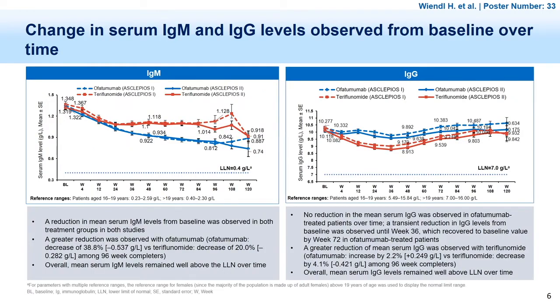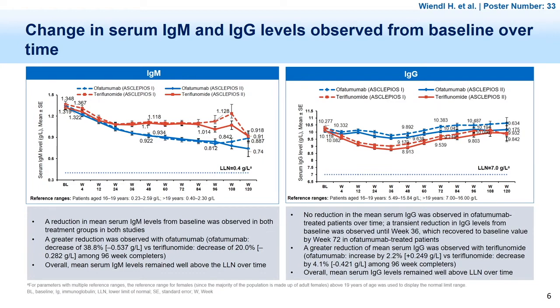This is the key slide of this poster, and what you see is a change in serum IgM and IgG levels over time. If you look on the left side, ofatumumab, the CD20 antibody, is blue. You have a very moderate but continuous lowering of IgM, but you don't really have a significant lowering over time of IgG. You see a small dip in year 1, and this is even stronger in teriflunomide.